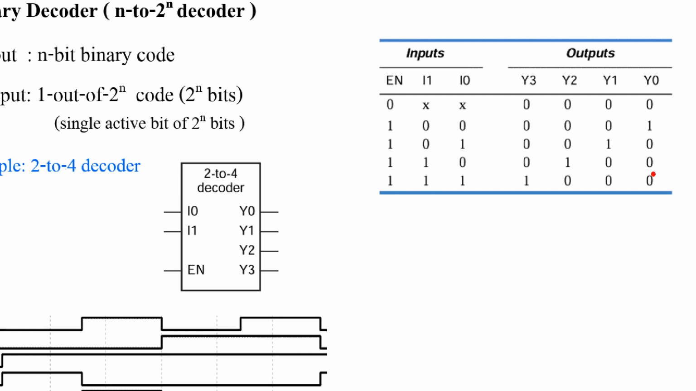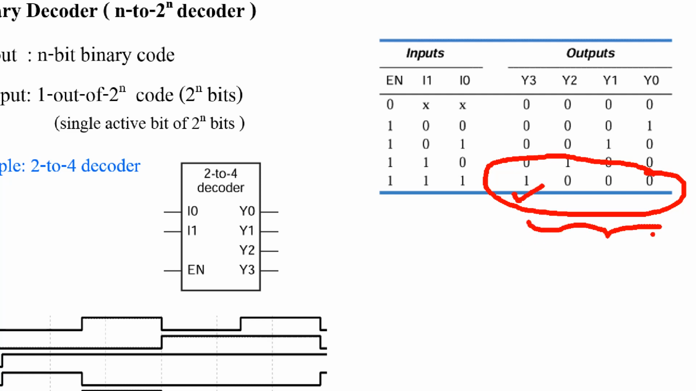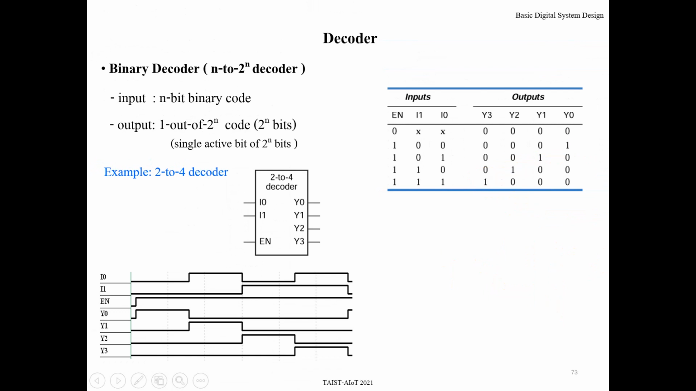So this kind of output will be active only in 1-bit form, and this is the 4-bit one. In general, for n bits, it's called 1-out-of-n, where only 1 bit becomes 1. So from this table, you can write the equation for each output: y3, y2, y1, and y0.